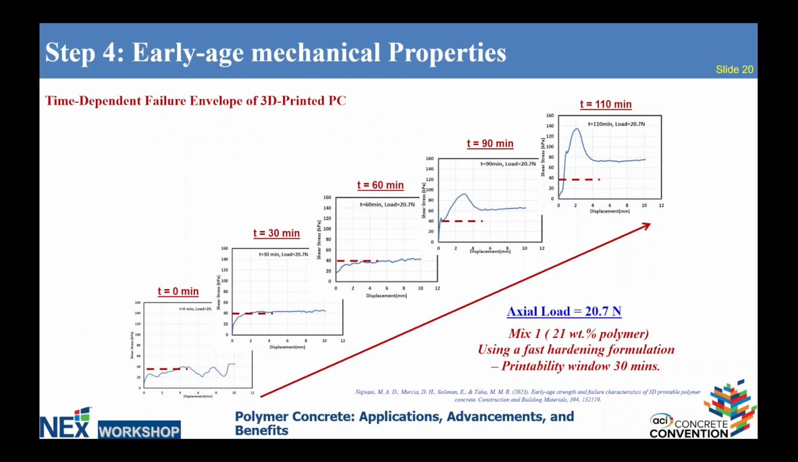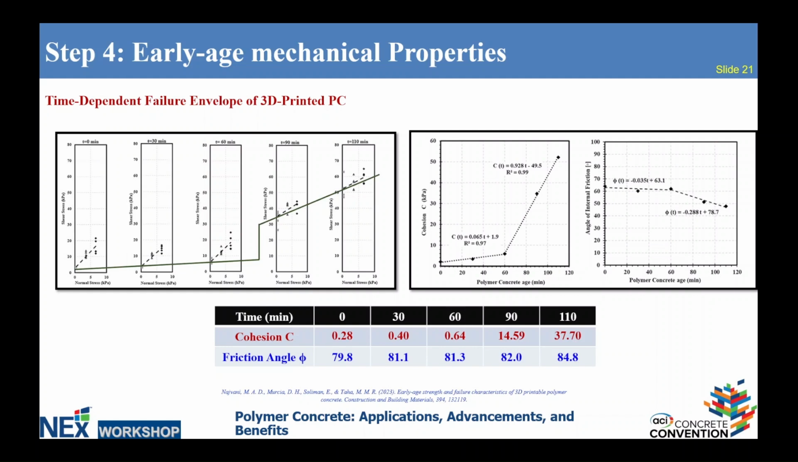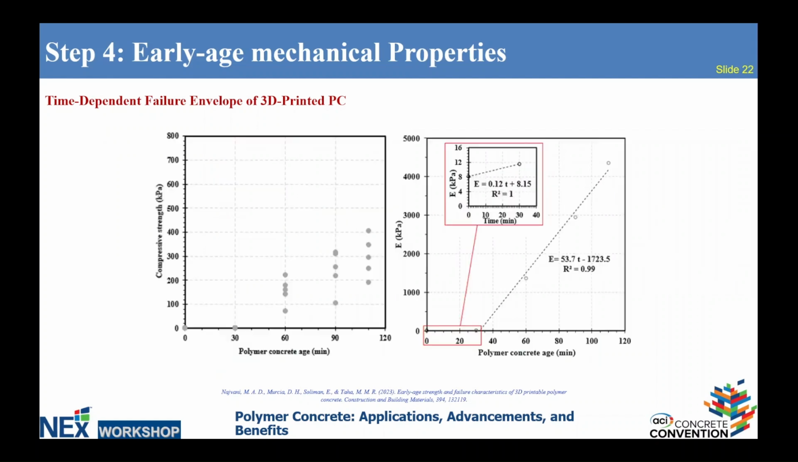So here are some results. You can see at time 0 minutes, we have a low shear stress. When we increase the time, the shear stress is increasing. The same for cohesion and the friction angle. We could see that there is a bilinear relationship, and the point where the two lines intersect is where the polymer concrete starts polymerization and starts to harden. So we can no longer print it, but now it can carry additional weight. For the elastic modulus, it's the same, it's changing up to 30 minutes.